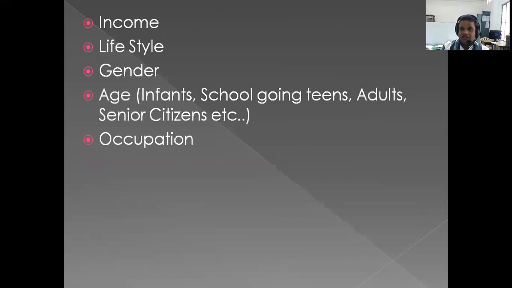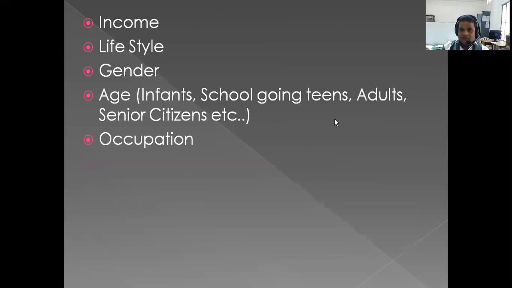Income is one of the things like that. Then you have lifestyle, then you have gender, then you have age. When you come to age, you can divide the customers into infants, school going teens, adults, senior citizens, etc. And the next one is occupation. Based upon the occupation also, you can divide the customers.